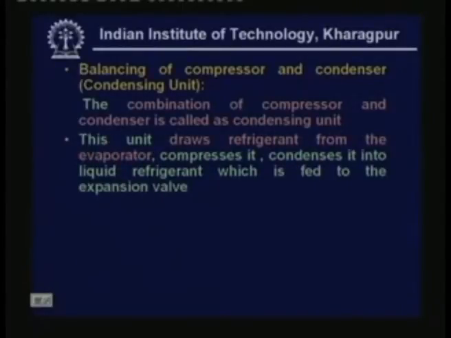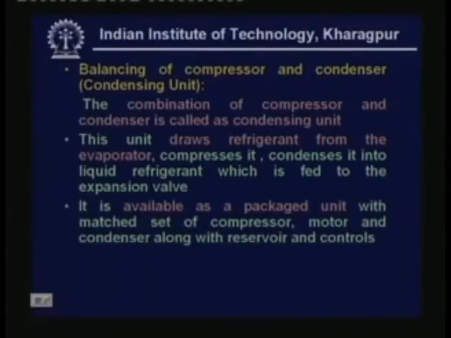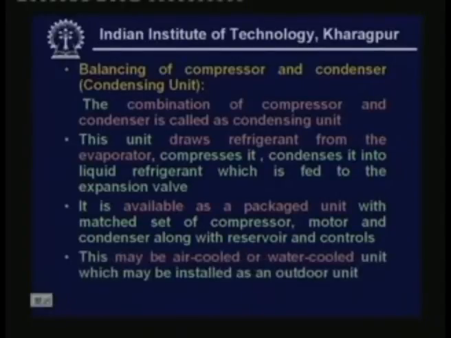This unit draws refrigerant from the evaporator, compresses it, and condenses it into liquid refrigerant, which is then fed to the expansion valve. The condensing unit is available as a packaged unit with a matched set of compressor, compressor motor and condenser, along with reservoir and controls. This may be an air cooled or water cooled unit, which may be installed as an outdoor unit. So, as you can see, a combination of compressor and condenser along with controls and the motor is called a condensing unit.